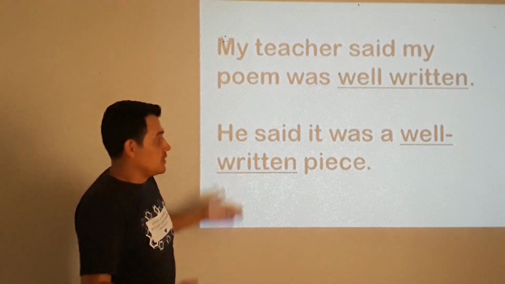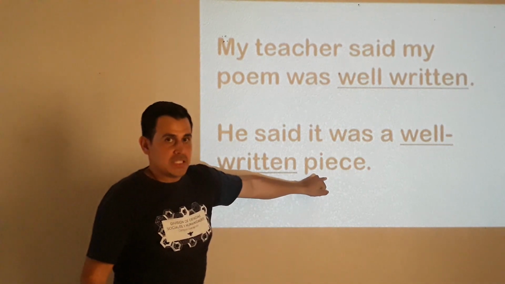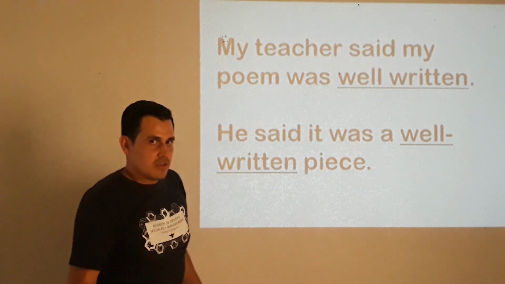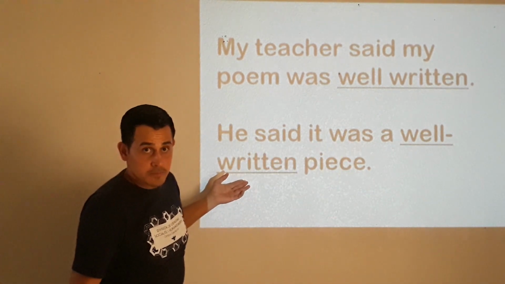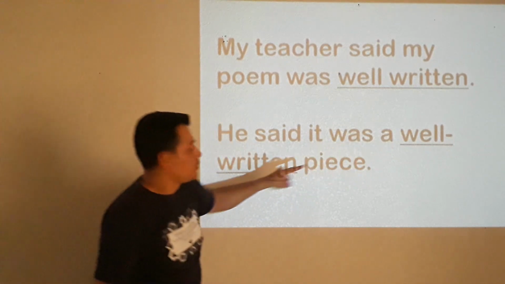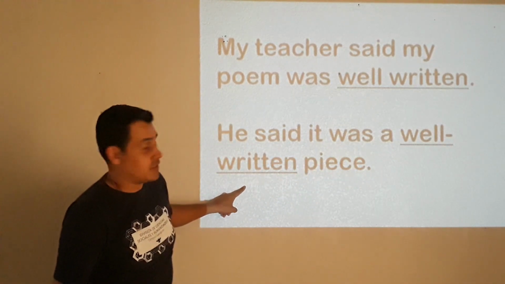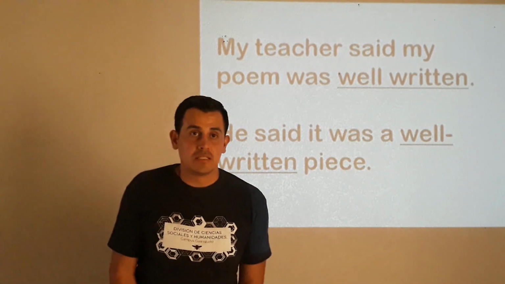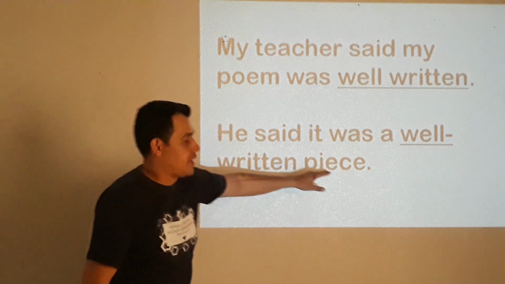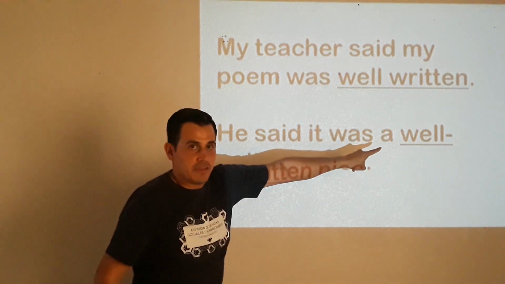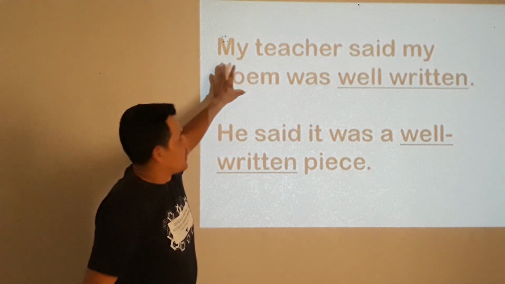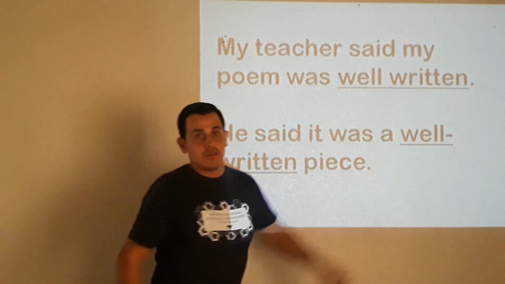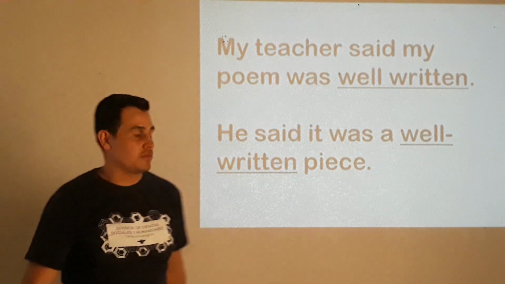And then what happens in this one? Piece. Piece is a noun, and then you have the well plus adjective component. That's why you have the well plus hyphen and then the adjective. He said it was a well-written piece. See the difference? Noun at the end, well plus hyphen. Noun first, and then well at the end, no hyphen. Pay attention to those details, my friends.